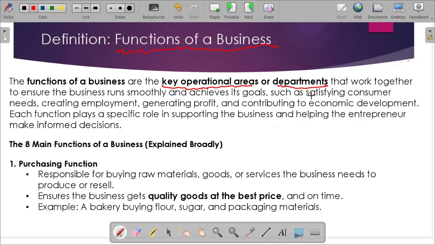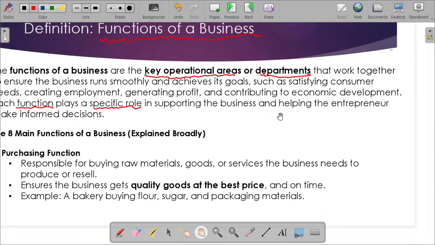So in terms of satisfying the client, or consumer, or customer, and creating employment, generating profit, and contributing to economic development, which is economic growth. Now, let's start here. Remember that each function of the business plays a specific role. Remember all those 5 functions.